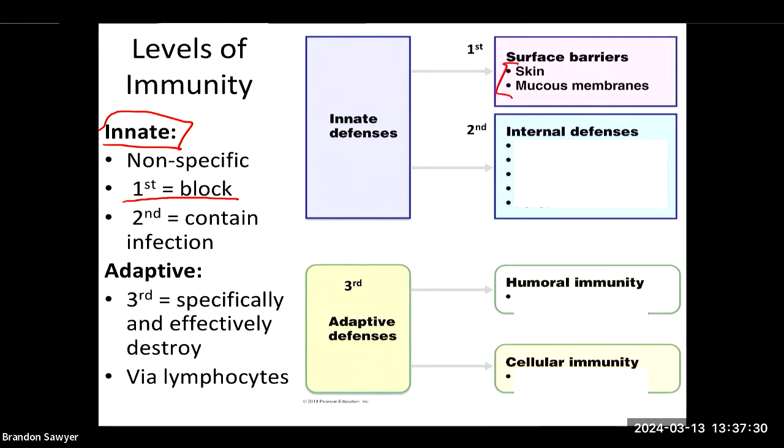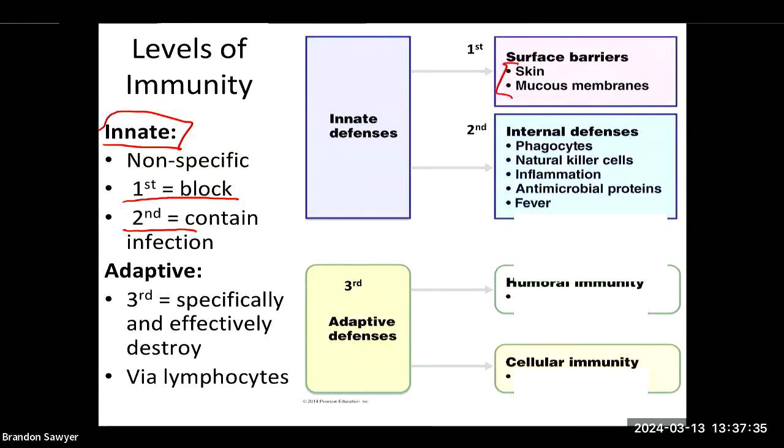And then second, if something does get in, then we have internal defenses to contain that infection, right? Those would be our phagocytes, so macrophages being an example, neutrophils being another example, cells that can engulf things, okay? We talked about the natural killer cells a little bit already. In the process of inflammation, we'll walk through some of the steps today. We have certain antimicrobial proteins, and then the process of fever is all a part of this as well. Okay, so that's our innate system, and we'll talk about some details in a sec.